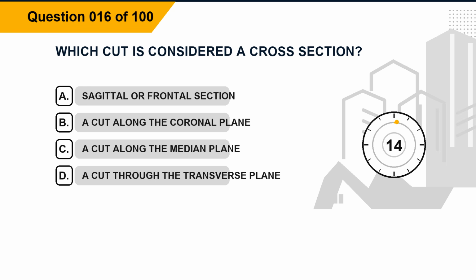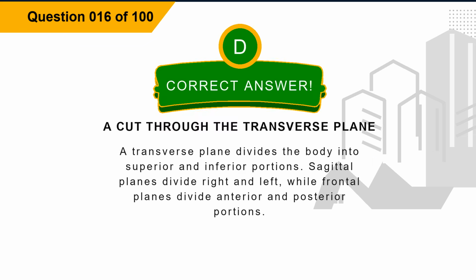Question 16. Which cut is considered a cross-section? Option A, sagittal or frontal section. Option B, a cut along the coronal plane. Option C, a cut along the median plane. Option D, a cut through the transverse plane. The correct answer is option D, a cut through the transverse plane.